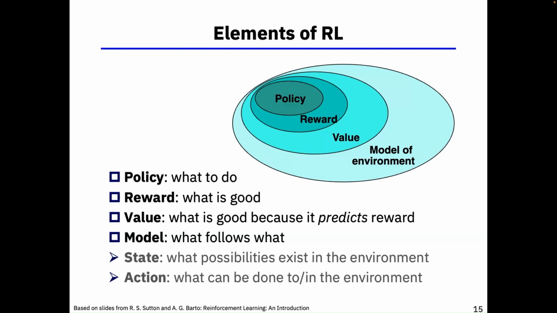To make these models possible, you have to have this concept of a state, meaning what can you observe in the environment, and an action. What could you possibly do in that environment? All right, so these 6 things: a policy, a reward, a value, a model, a state, and an action.